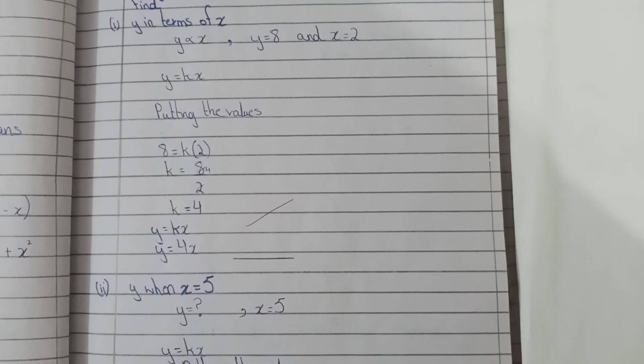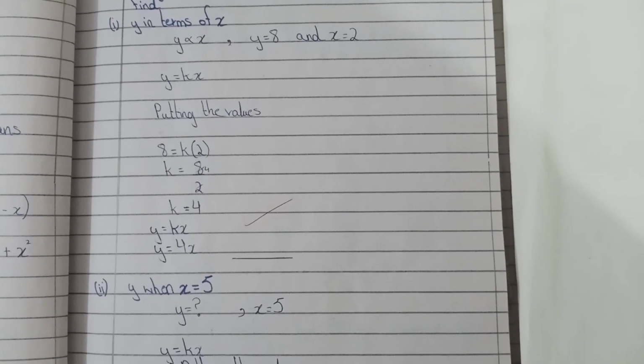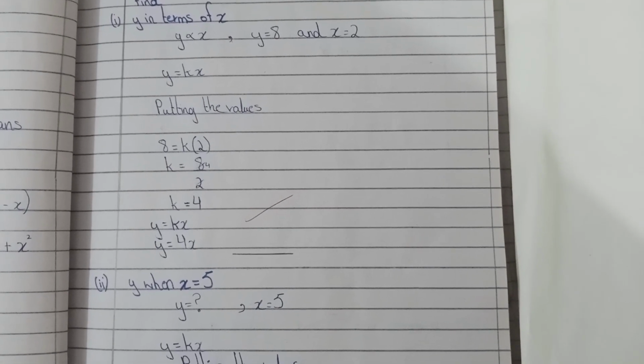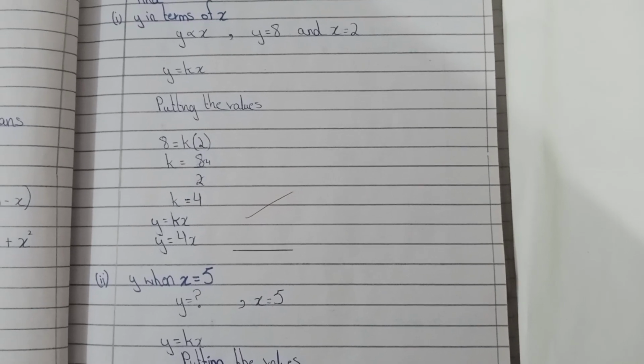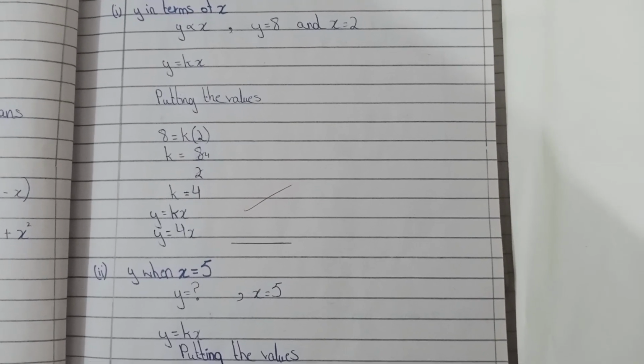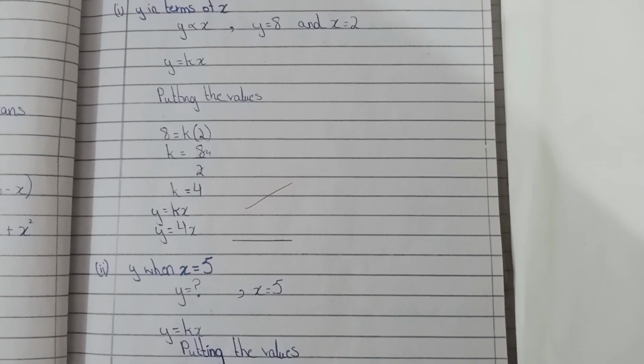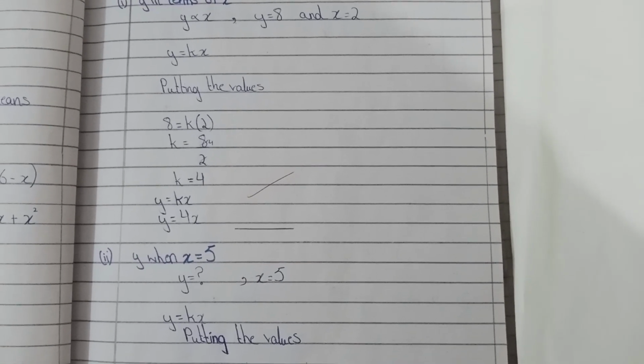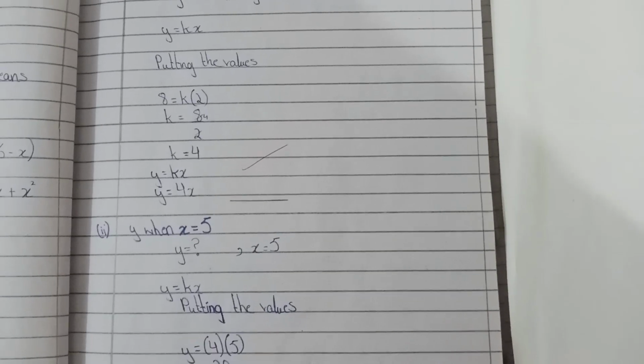Y is given 8 and x is given 2. So we put these two values in the equation y is equal to kx, and we get k is equal to 4. Now we put this k in the equation y is equal to kx, then y is equal to 4x. It is our required answer because we have to find y in terms of x.